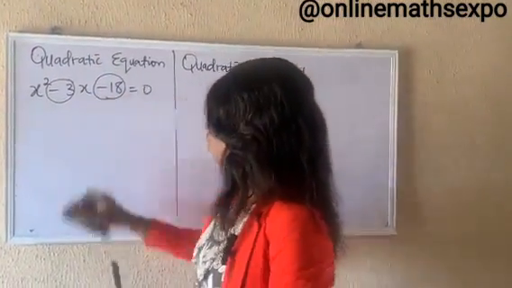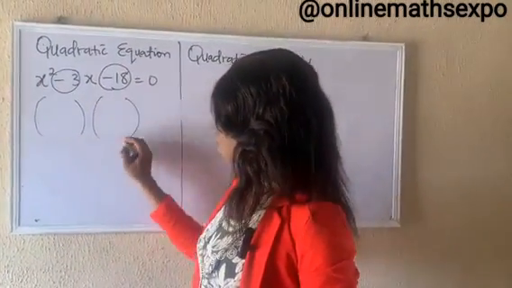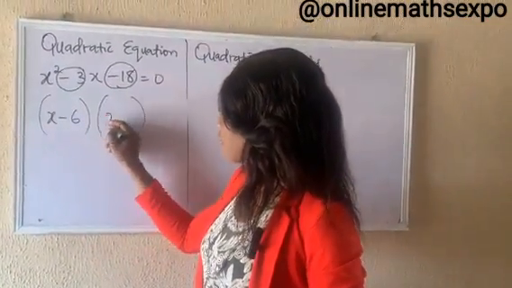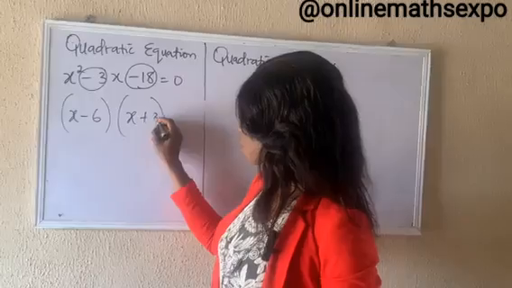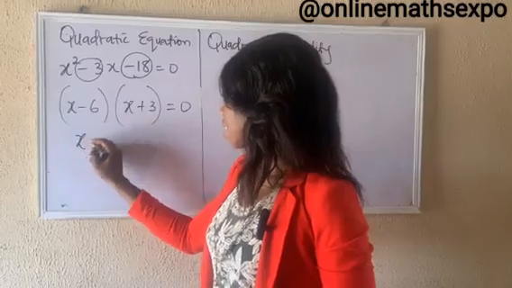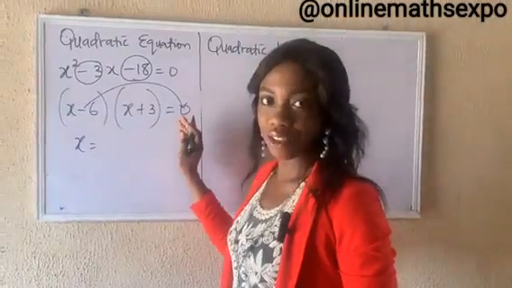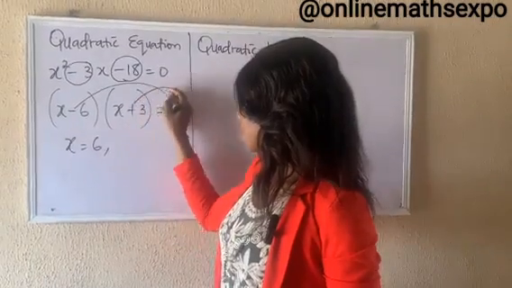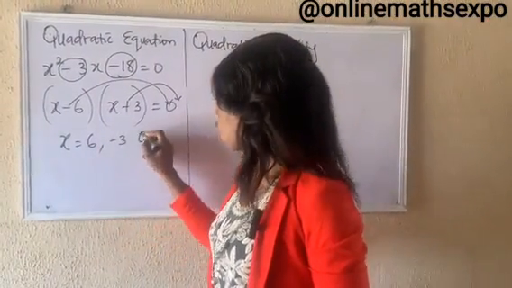Because it's x squared, you open two brackets, and you're going to have x. Remember, the two numbers we chose are minus 6 and plus 3. So you have x here and x here, then minus 6 and plus 3, and everything should be equal to 0. So x is equal to, when this minus 6 crosses to the right-hand side of the equation, it becomes plus 6. And when this plus 3 crosses, it becomes minus 3. So the values of x here are 6 and minus 3 only.